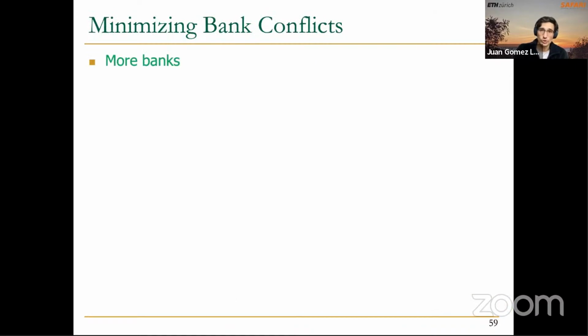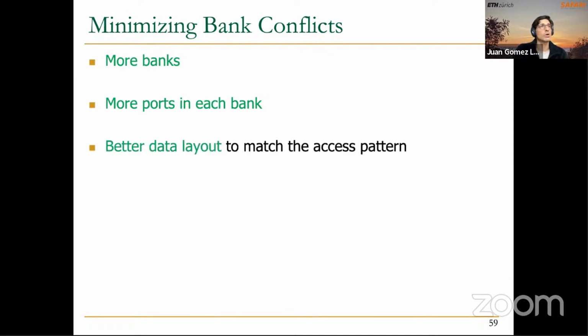We can think about ways of solving these bank conflicts. One way is, for sure, including more banks or using more ports per bank, because each bank may be able to sustain one access or two accesses or maybe more accesses at a time. Of course, all these solutions imply a hardware cost, because you need to make your hardware more complex or at least larger.